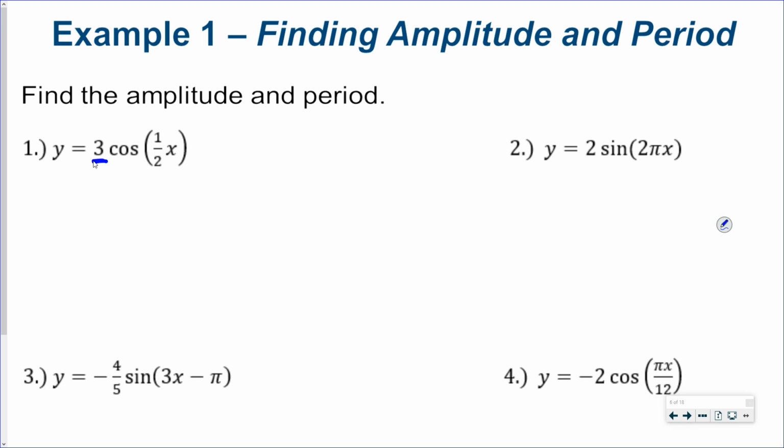So here, number 1, my amplitude is just 3. Okay, because normally it's at 1, vertically stretched. You don't even have to tell me that. It's just that number in front. It's the absolute value of that number, because if it's negative, that means a reflection.